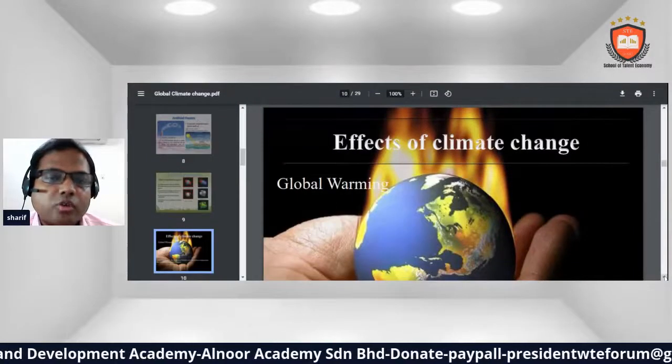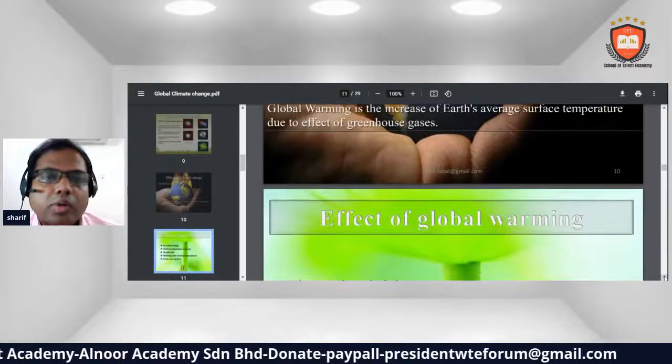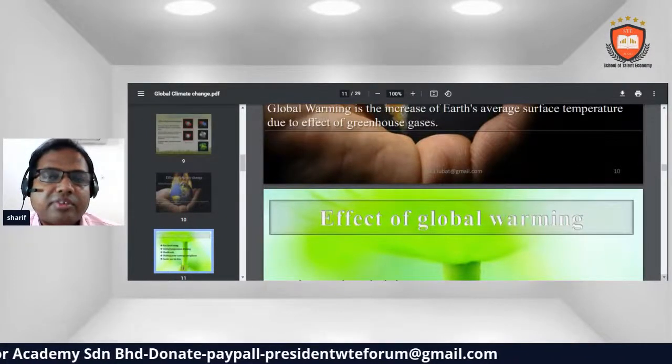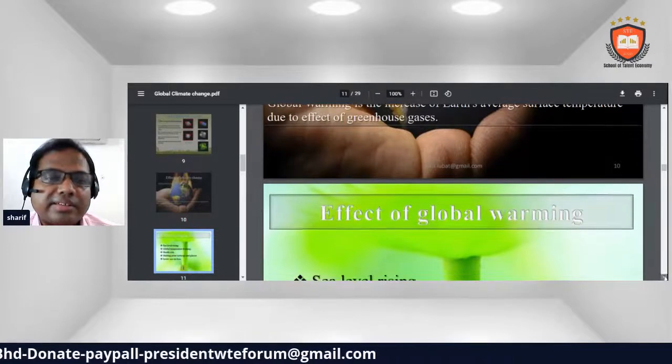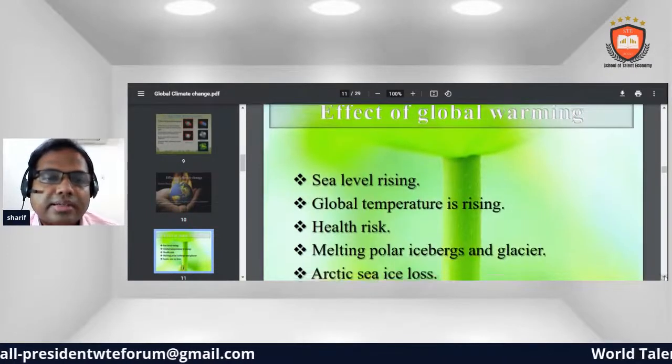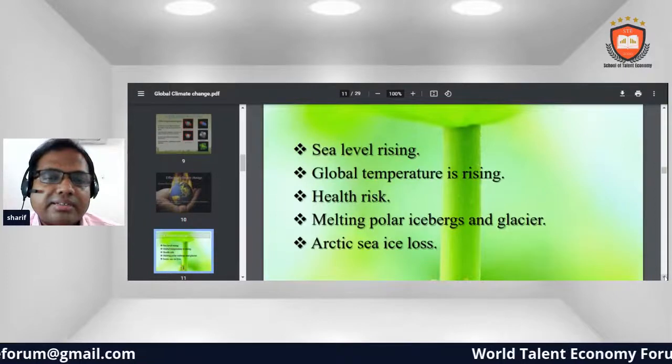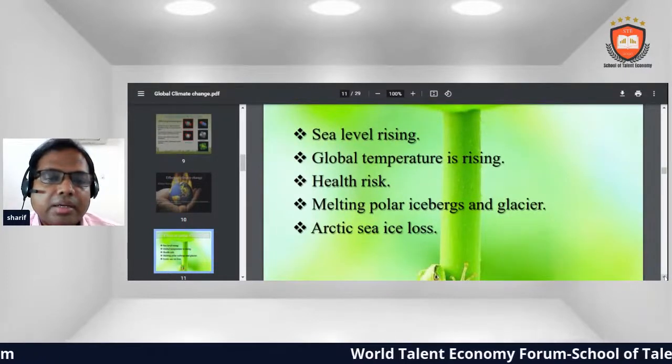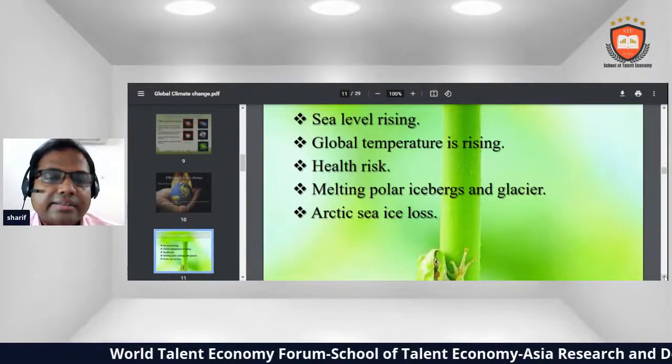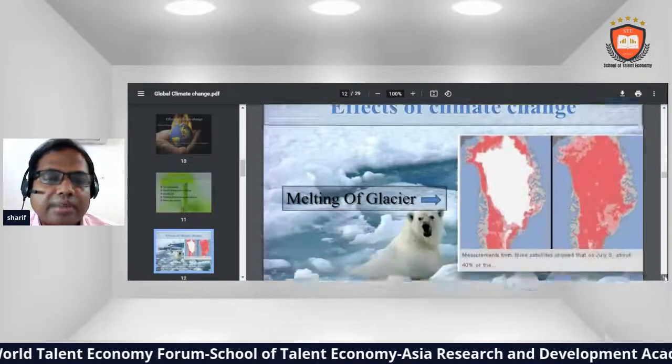Effect of climate change: global warming. Global warming is the increase of the Earth's average surface temperature due to the effect of greenhouse gases. Effects of global warming: sea level rise, rising global temperature, health risks, melting polar icebergs and glaciers, and Arctic sea ice loss.